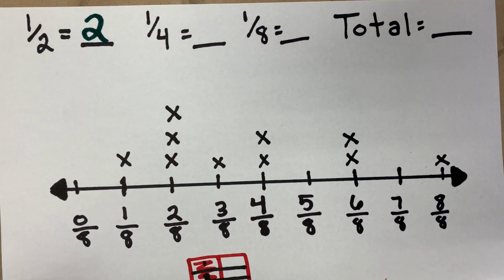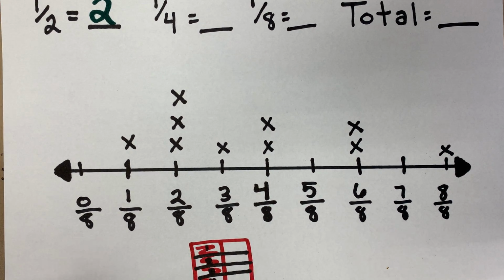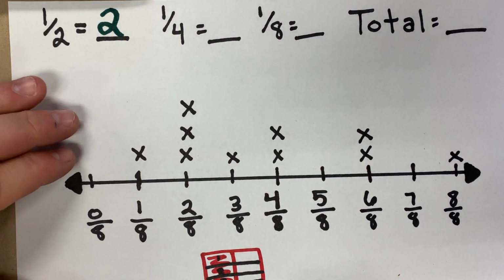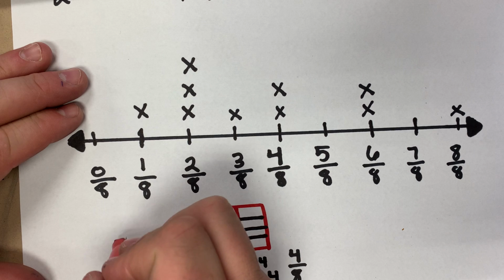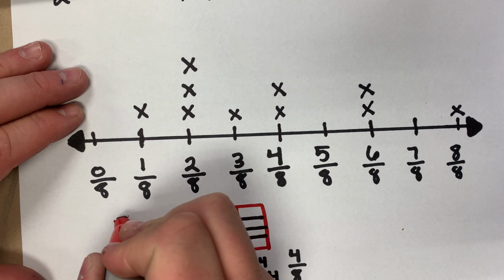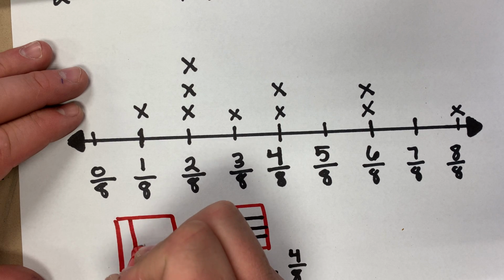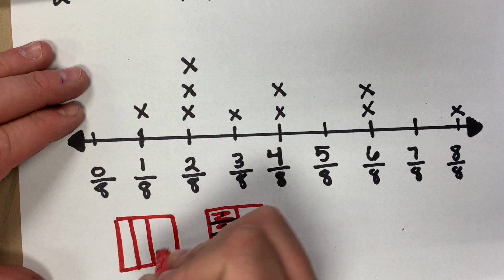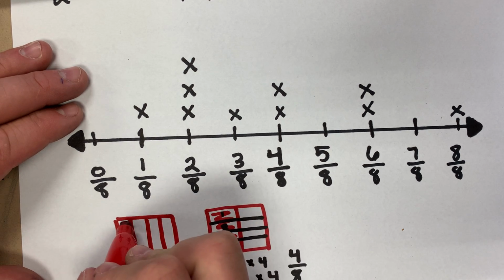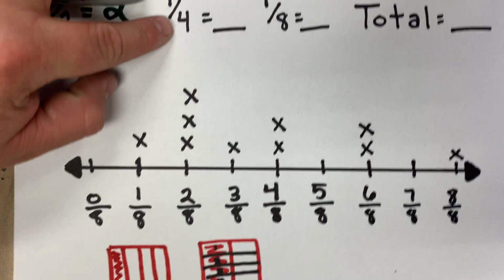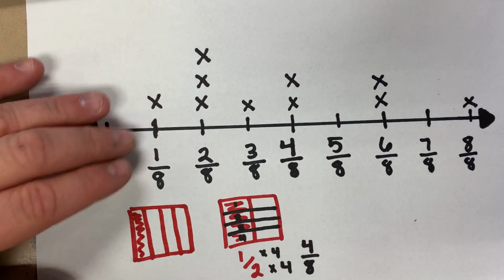All right, same thing for 1/4. I'll go back to drawing my square, and I'm going to cut it into 4 equal vertical parts. Remember, we're looking for 1/4, so I'm only shading one of these.